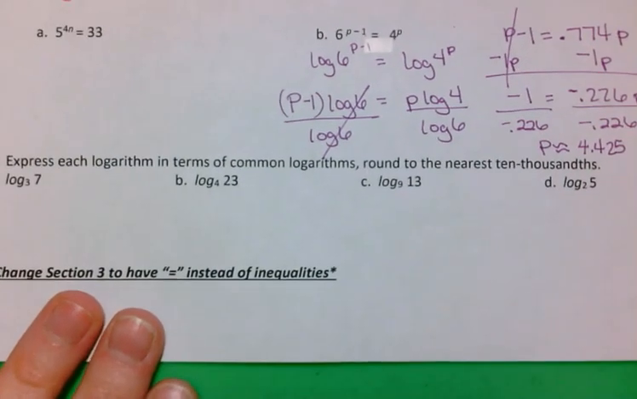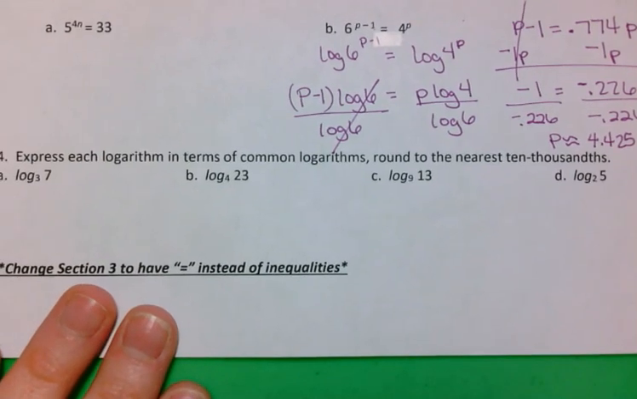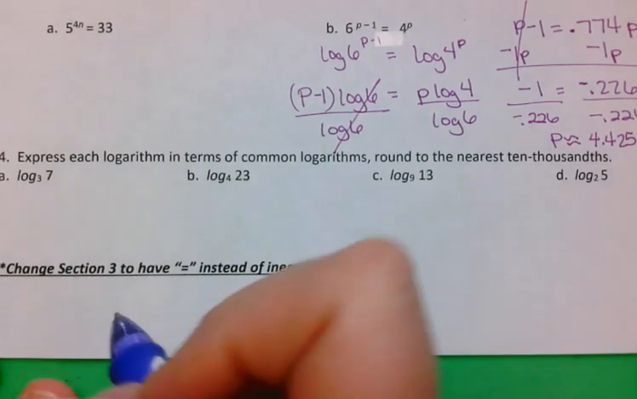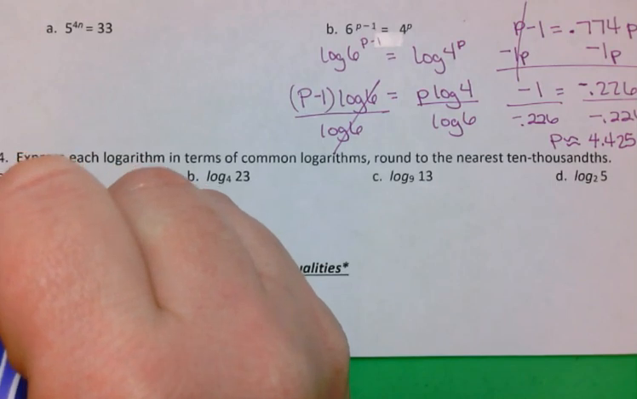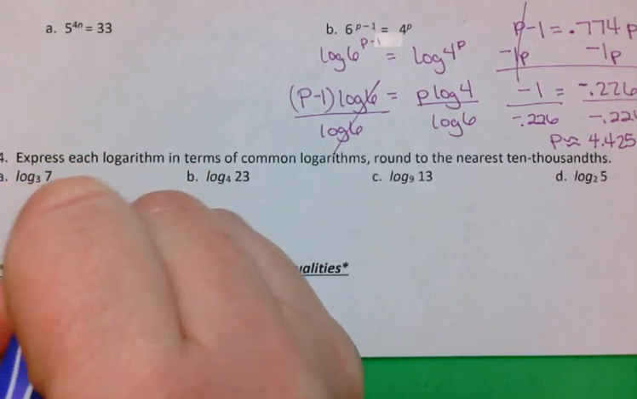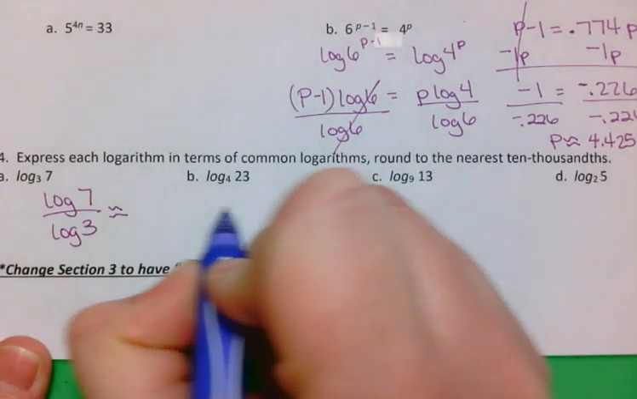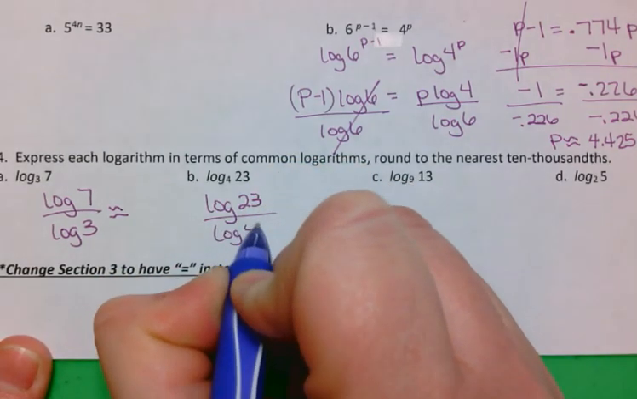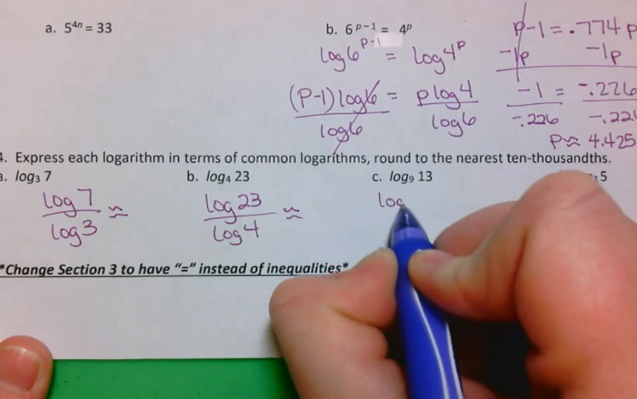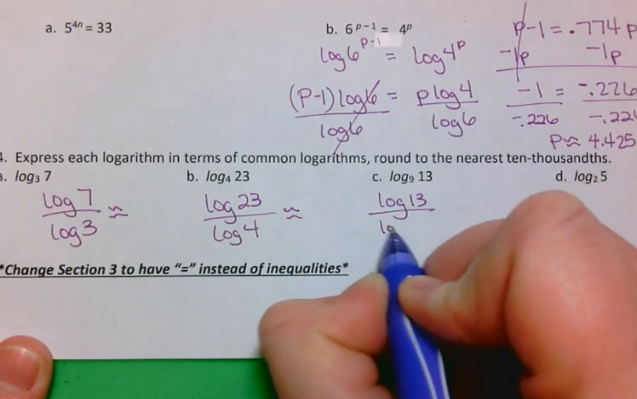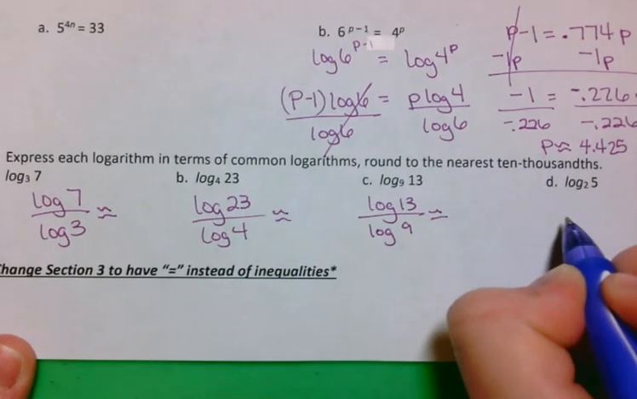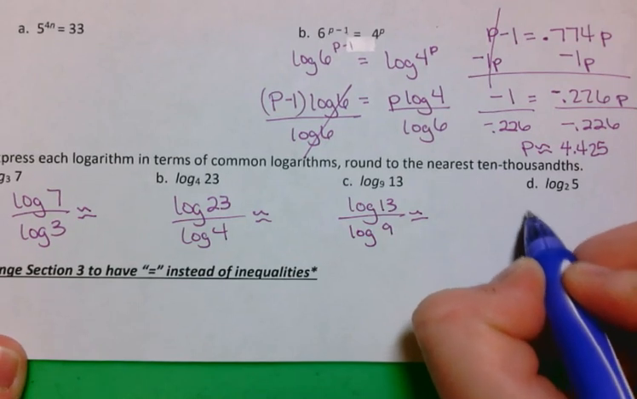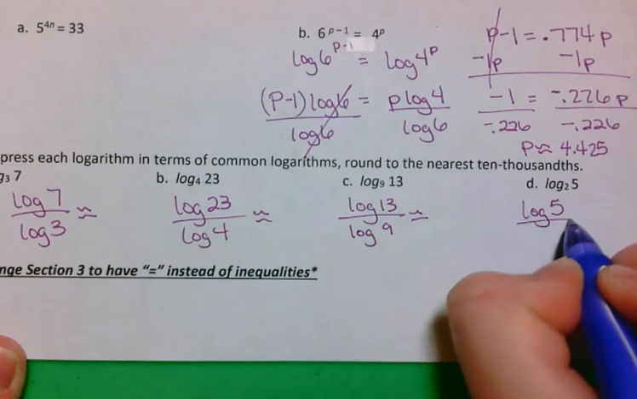Last thing you have to do is use common logarithms, and then round to the nearest tenth. So this is like what we've been doing above, so this would be log 7 divided by log 3. And what is that approximately? Log 23 divided by log of 4. Approximately log of 13 divided by log of 9. And then log of 5 divided by log of 2.